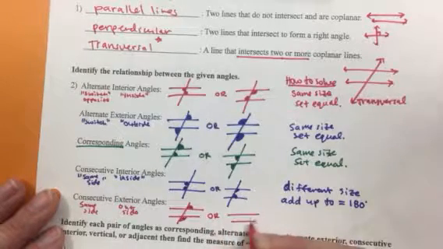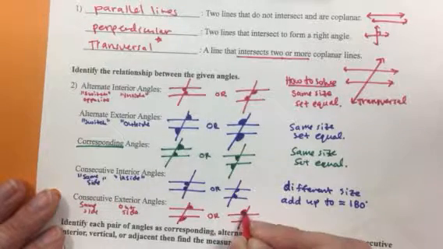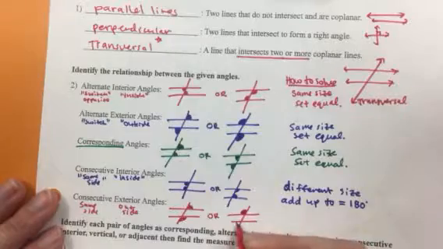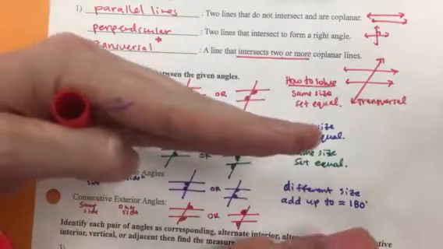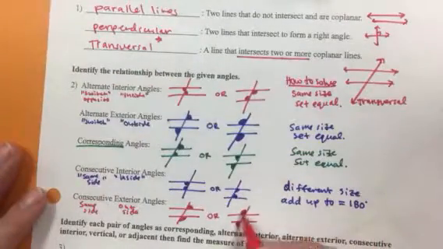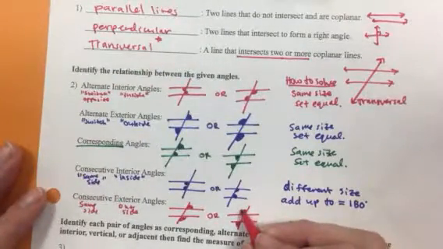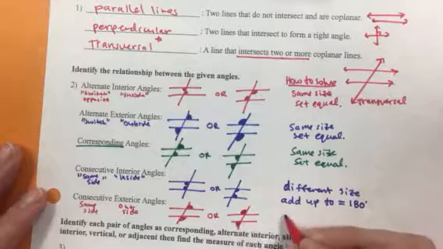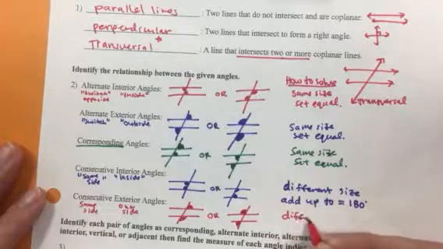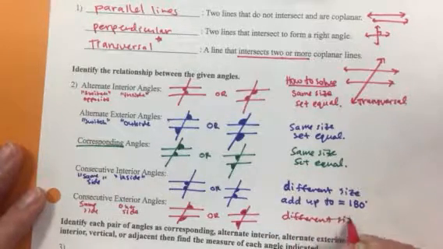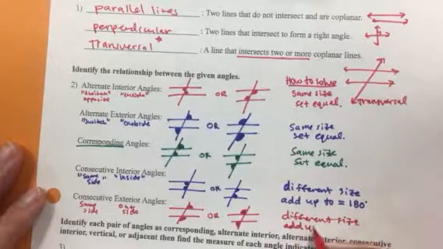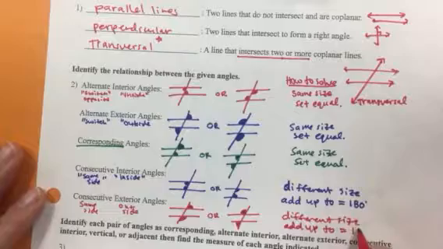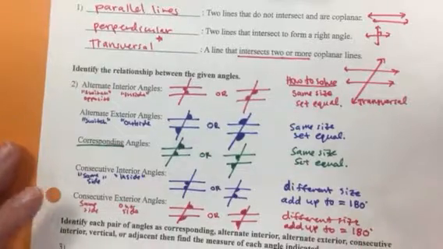Another example for that one would be if I chose the left, I would also have to have the left outside. So they are outside the parallel lines and they are consecutive. These angles, this one's big and this one's a little bit smaller, so different sizes mean that I add up to equal 180 degrees.